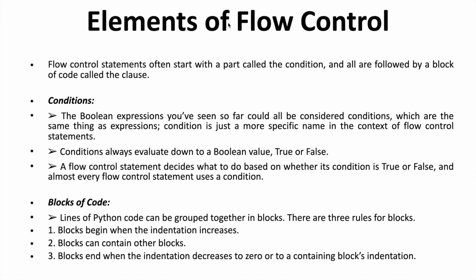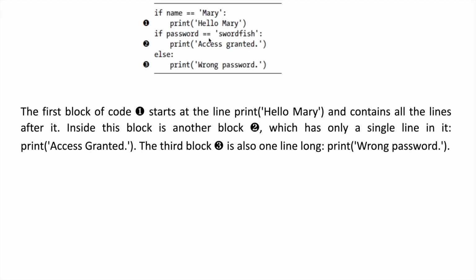Next, blocks can contain other blocks. You can see if name is equal to Mary, print hello Mary is one block. This block can contain one more block, print access granted. Again, another block can be there, print wrong password. So blocks can be grouped. One block can contain other blocks. Getting my point, guys? If you have any doubts, please put your doubts in the comment section.